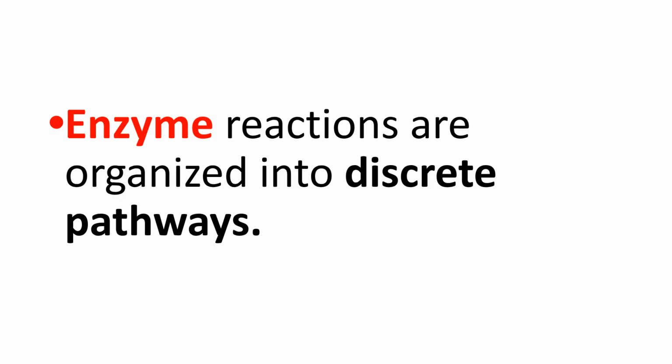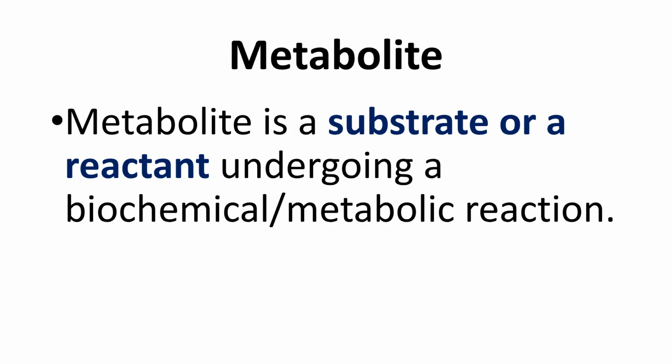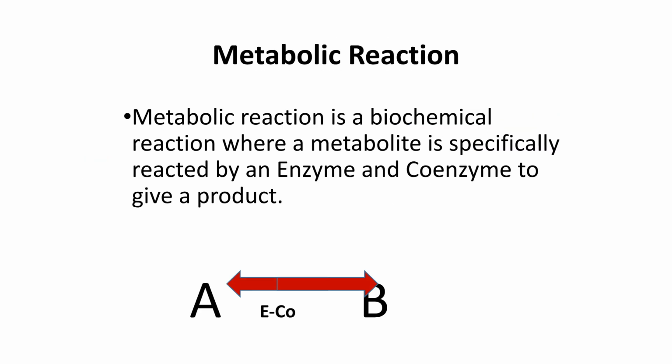A metabolite is a substrate or reactant undergoing a biochemical or metabolic reaction. A metabolic reaction is a biochemical reaction where a metabolite is specifically reacted upon by an enzyme and coenzyme to yield a product, as illustrated by A reacting with E-Co to form B. Reversible reactions require the same enzyme for both directions and are not regulatory steps. For example, A to B using enzyme E1.